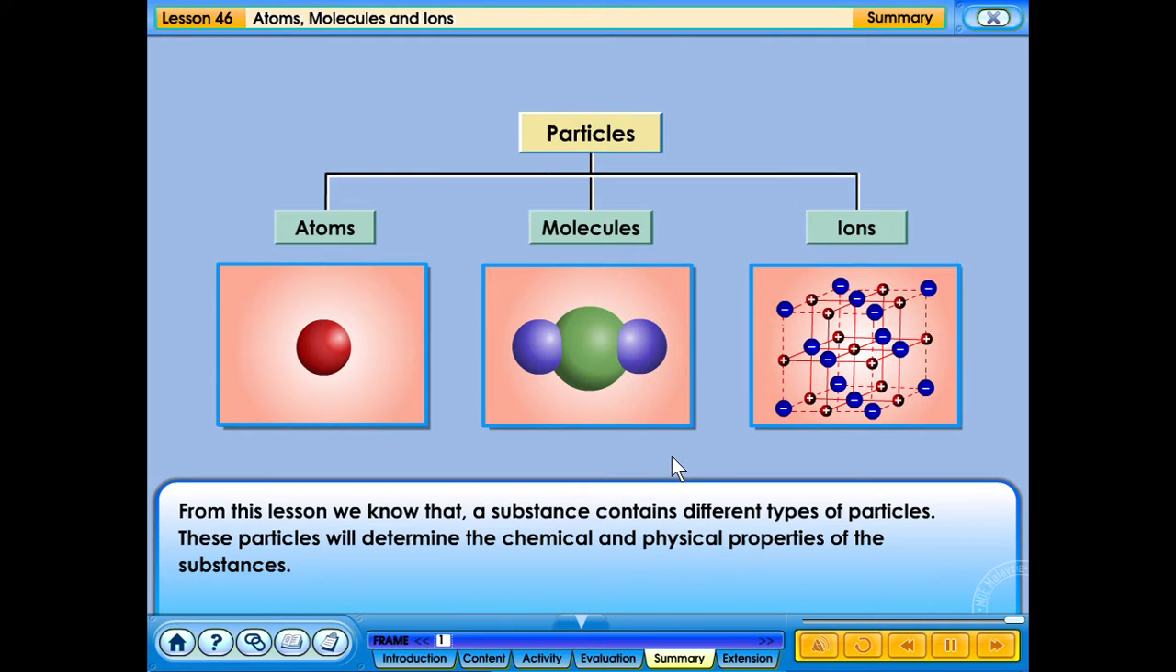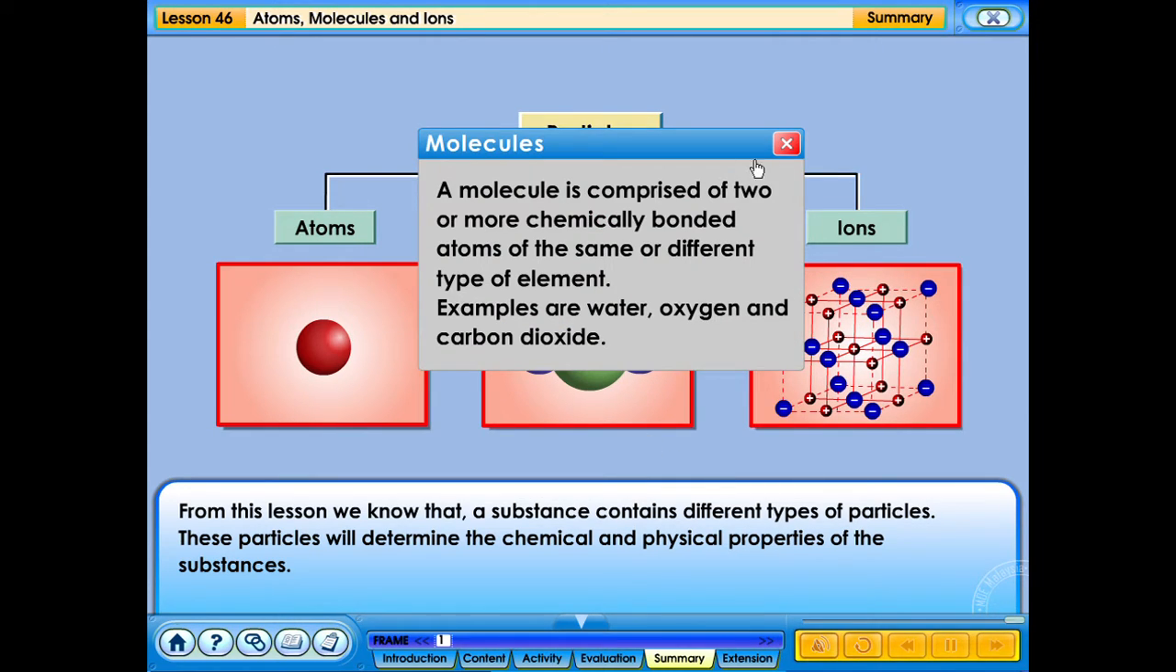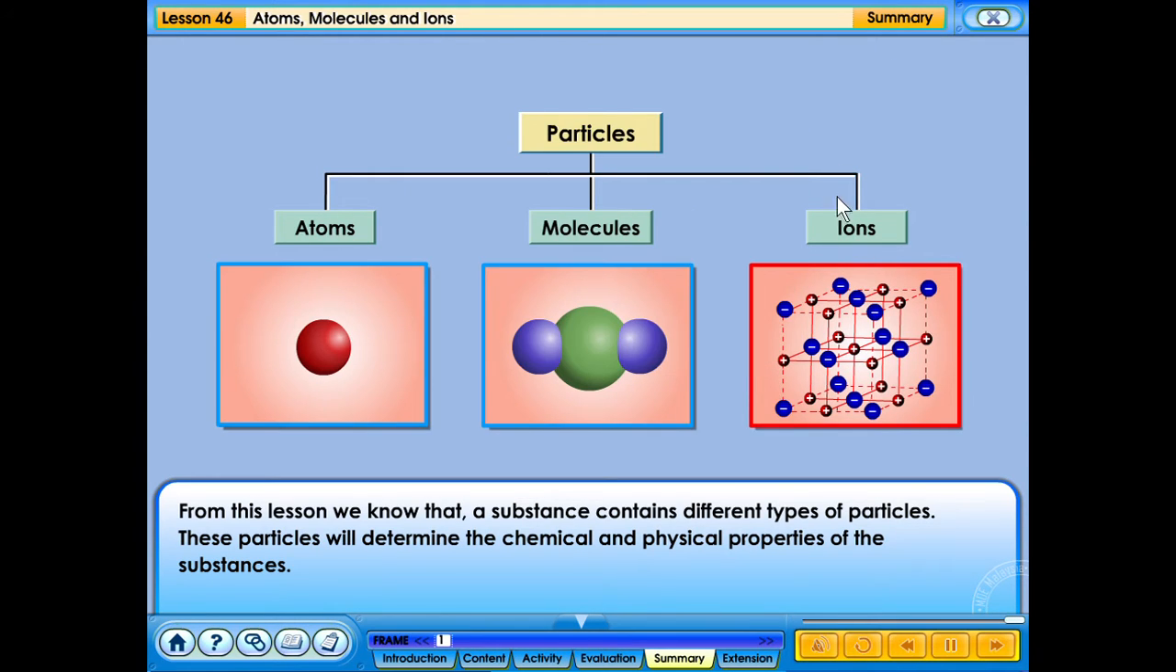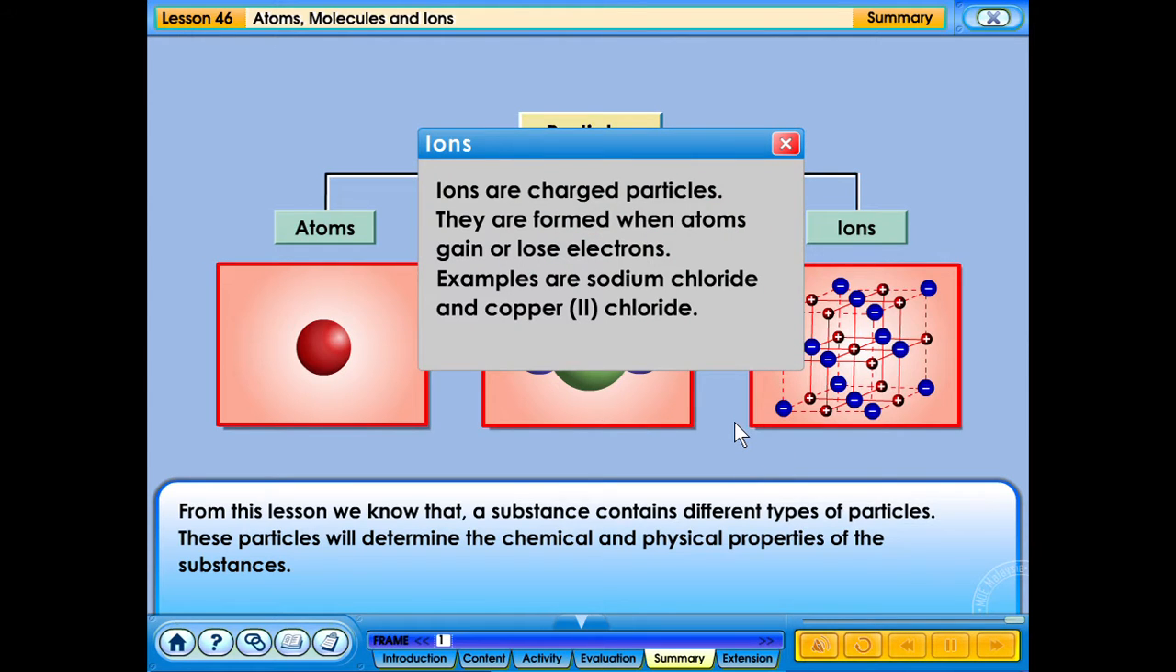A molecule is comprised of two or more chemically bonded atoms of the same or different types of element. Examples are water, oxygen, and carbon dioxide. Ions are charged particles. They are formed when atoms gain or lose electrons. Examples are sodium chloride and copper chloride.